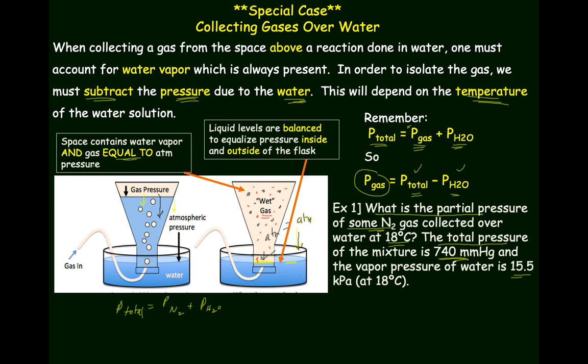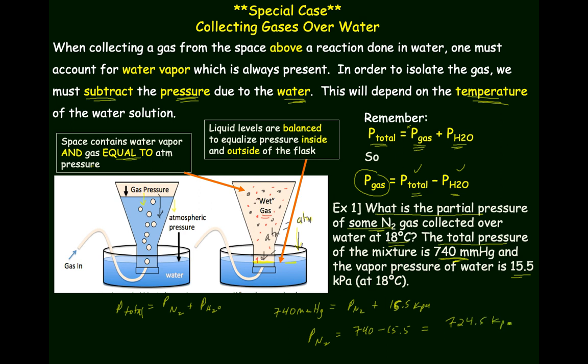The total pressure they're giving you is 740 millimeters of mercury. That's going to equal the pressure of nitrogen, P N2, which you don't know, plus the pressure of water, which is 15.5 kPa. So really all you have to do is subtract this from both sides. The pressure of your N2 is going to equal the total pressure of 740 minus 15.5, which equals 724.5 kPa.